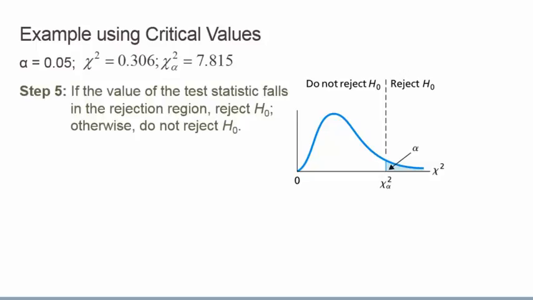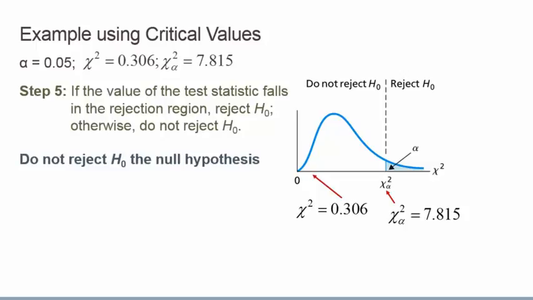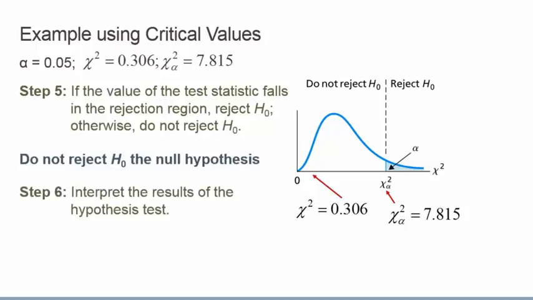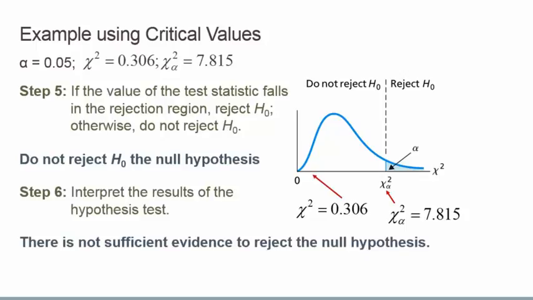Step 5. If the value of the test statistic falls in the rejection region, reject H sub 0. Otherwise, do not reject H sub 0. Our critical value is 7.815, and our test statistic is 0.306, which is in the do not reject H sub 0 region. Do not reject H sub 0, the null hypothesis. Step 6, interpret the results of the hypothesis test. There is not sufficient evidence to reject the null hypothesis.